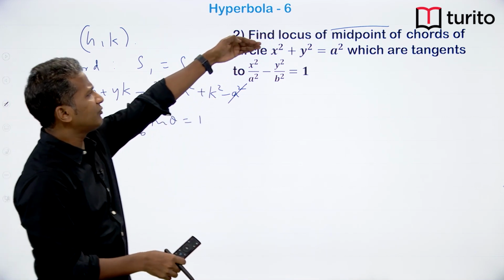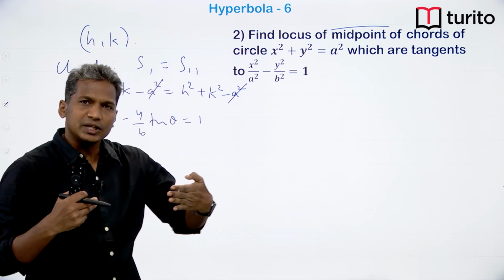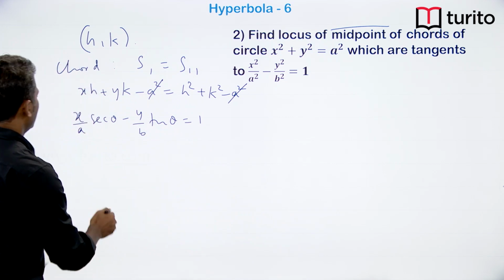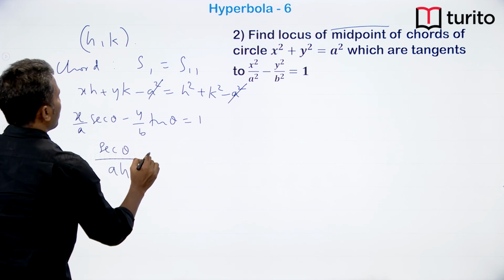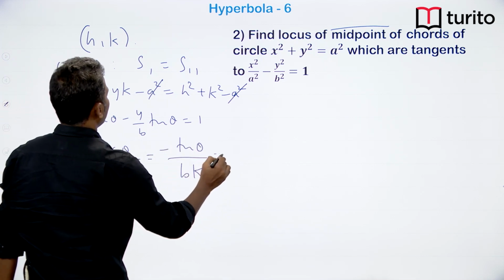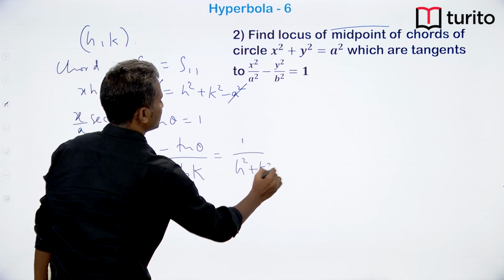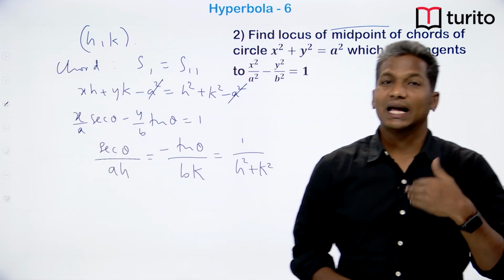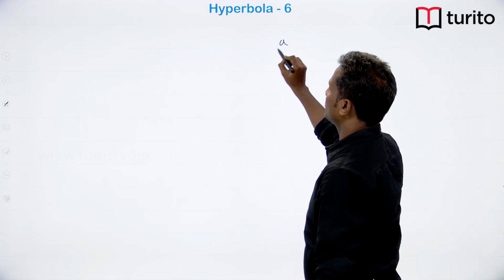Now, the chord of one curve must be tangent to the other curve. So, these two equations must match, and we have to compare them. That will give us sec theta by ah equal to minus tan theta by bk is equal to 1 by h square plus k square. Now, we want to eliminate theta from here directly. How do we do that? By using ideas of ratio and proportion.